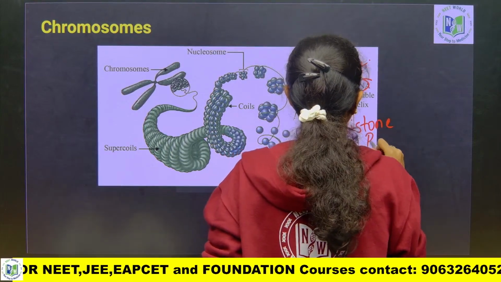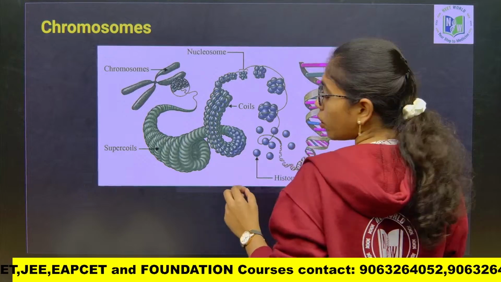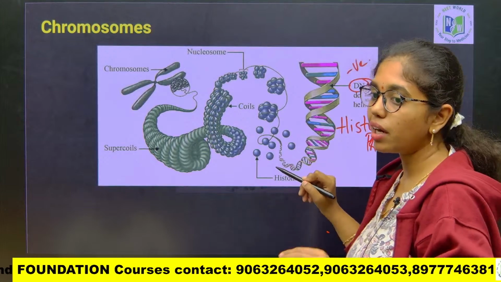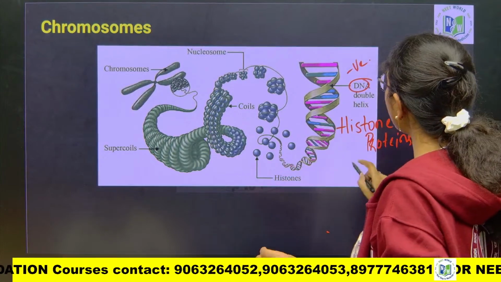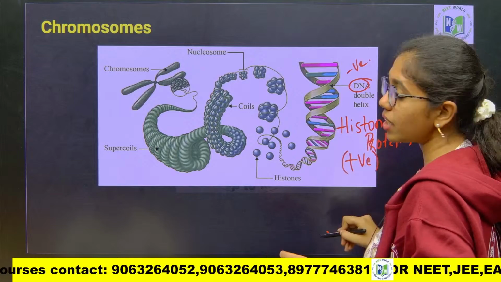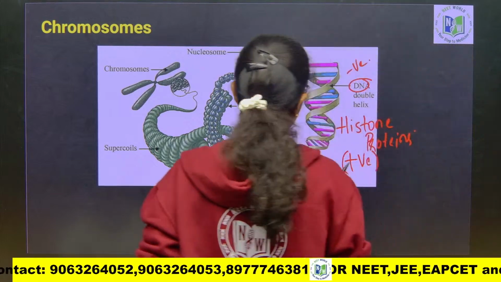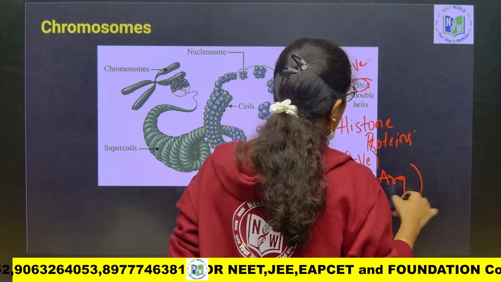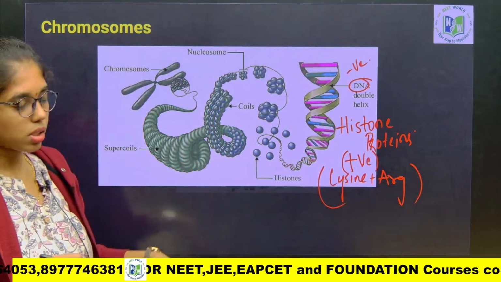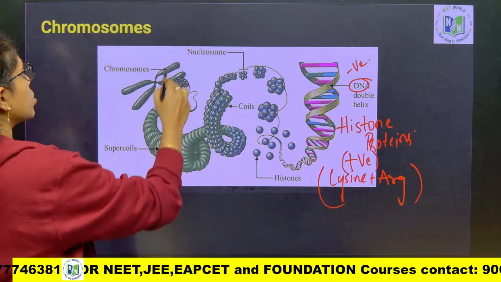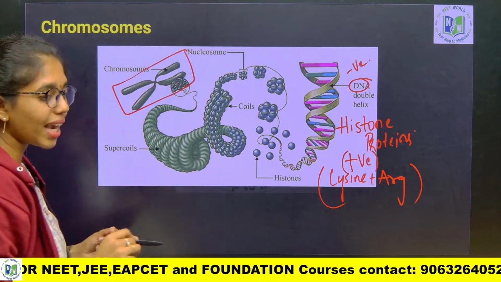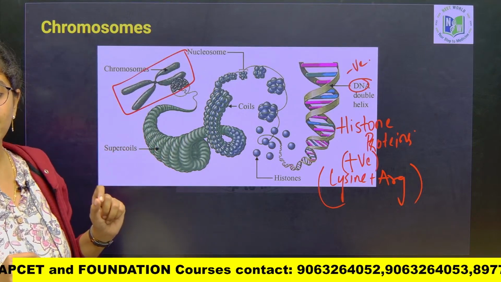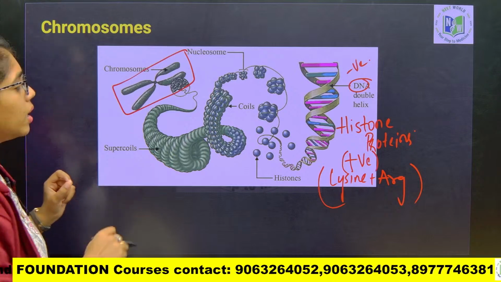Yes, histone proteins. These are 8 histone proteins, an octamer, that we will learn in detail in mol bio. These histone proteins are positively charged. These are having what amino acids? Lysine and arginine. These are the amino acids in the histone proteins. After complete condensation, you can see the clear shape of the chromosome, the clear structure or morphology of the chromosome, in which phase of the cell cycle?